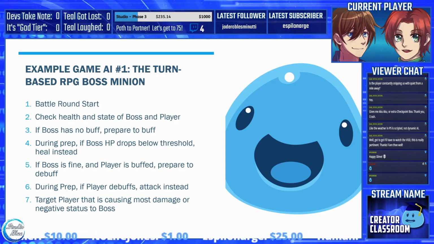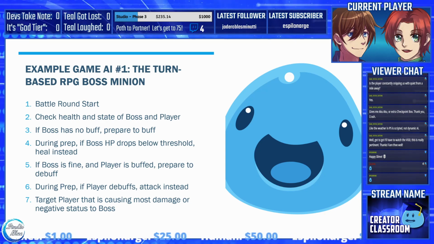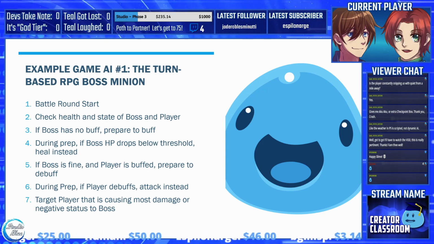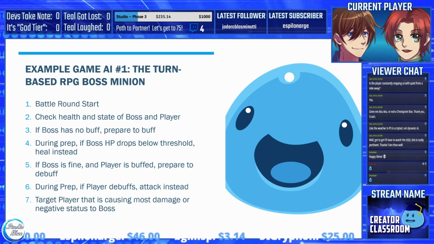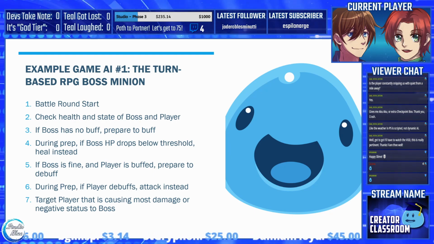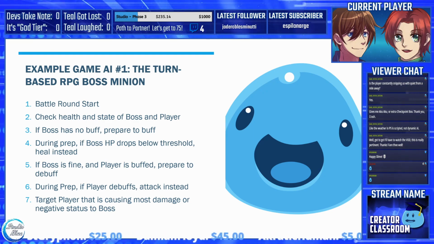Now look at the player. The player has a shield spell. No good. Prepare the debuff. And if during that debuff period of prepping the debuff attack, the magic barrier removal, the player gets debuffed, instead the slime attacks.